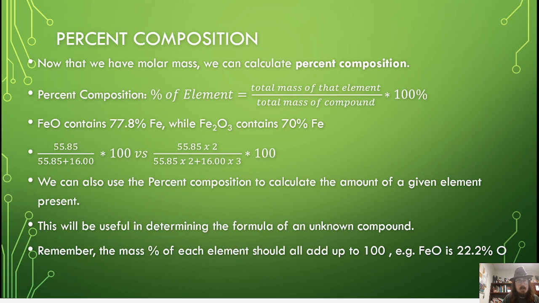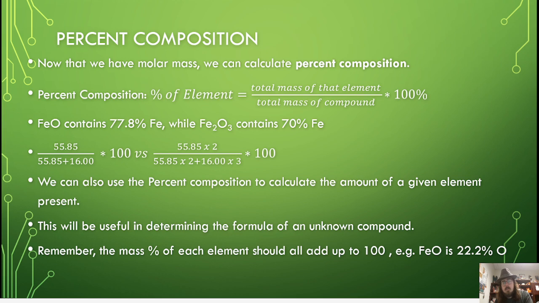So how do we calculate that? The mass of iron divided by the mass of iron plus the mass of oxygen. In iron 3, the mass of 2 irons divided by the mass of 2 irons plus the mass of 3 oxygens.